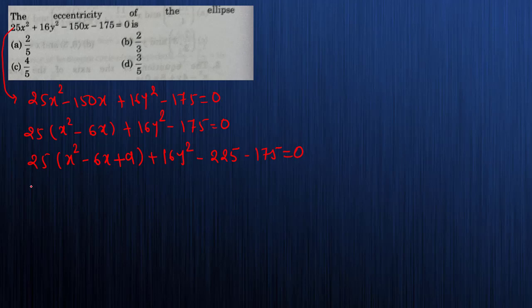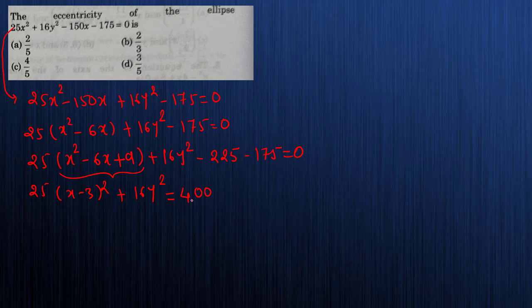Okay, so 25 into this part is equal to (x minus 3) whole square plus 16y square minus 225 and 175. How much did it come to? It came to 400. Okay, so take it to the other side, it becomes positive 400. Now divide the whole equation by 400 because I want 1 on the RHS side.